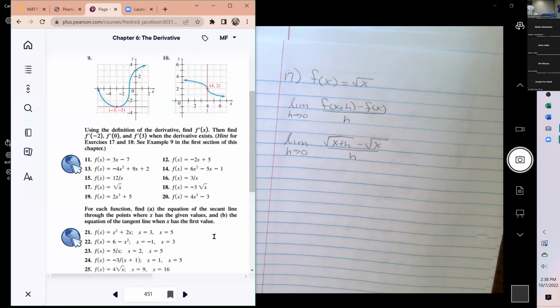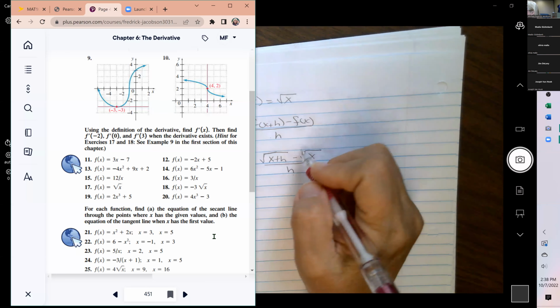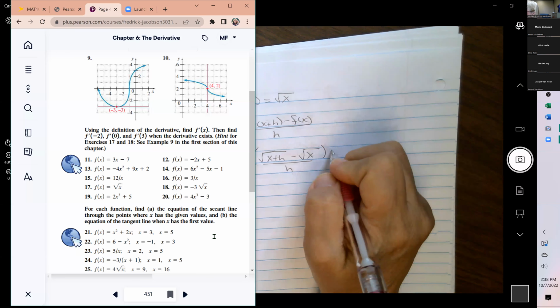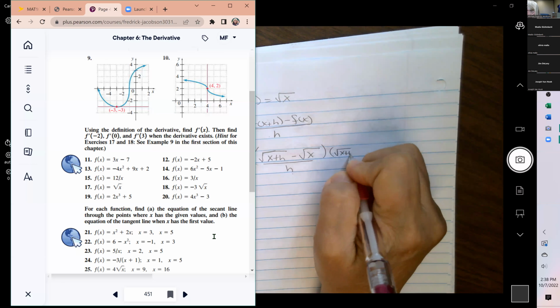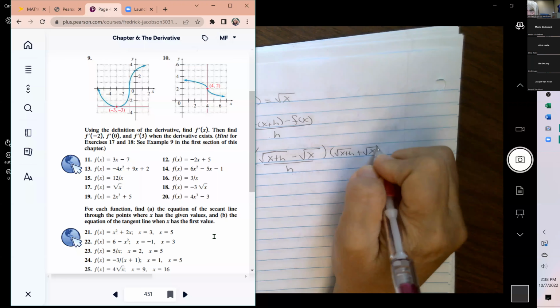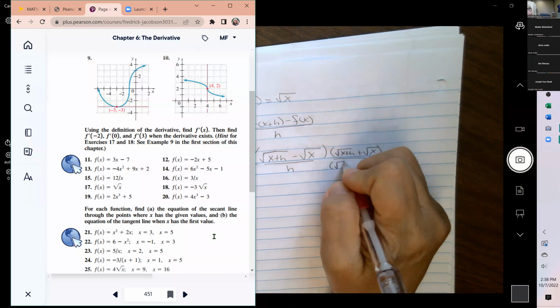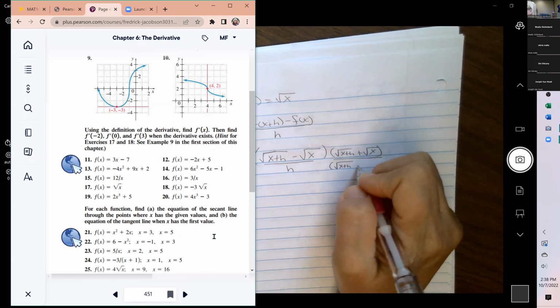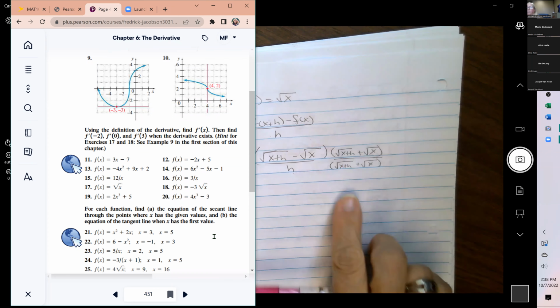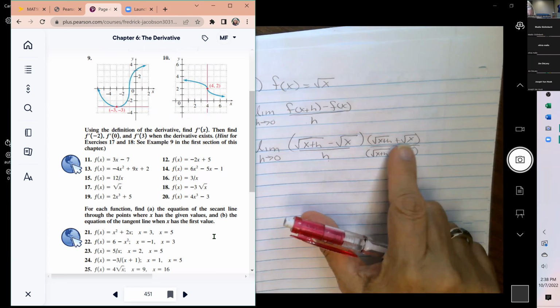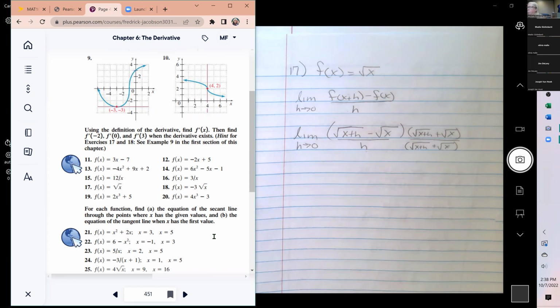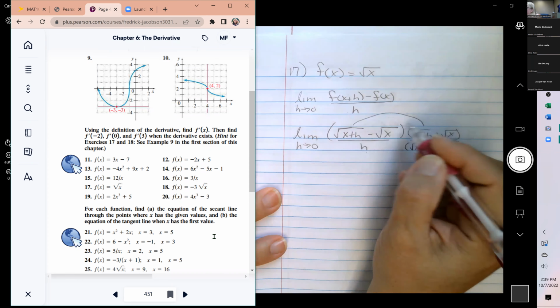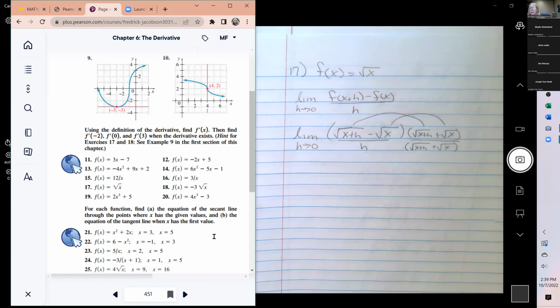So when you multiply by the conjugate, what's nice about that is you only have to multiply the first and the last, because outside and inside are gonna cancel. So we want to multiply by the square root of x plus h plus the square root of x on top and bottom. And again, don't multiply it out on the bottom. So this is called the conjugate. It's the exact same thing, but the opposite middle sign. When you do that, you only have to multiply the first two and the last two. Outside and inside cancel.